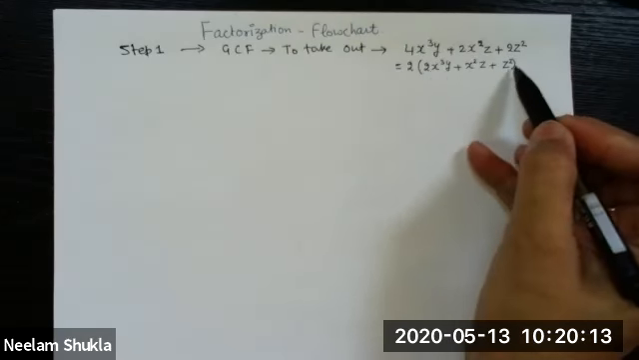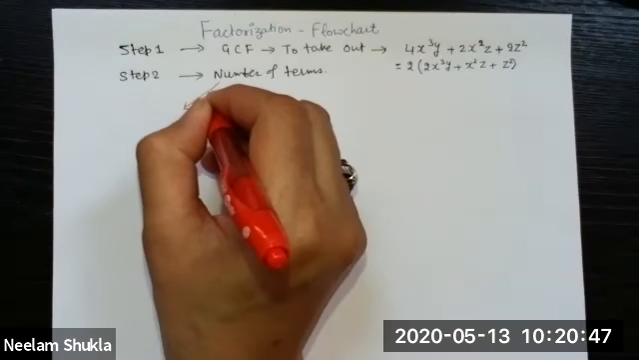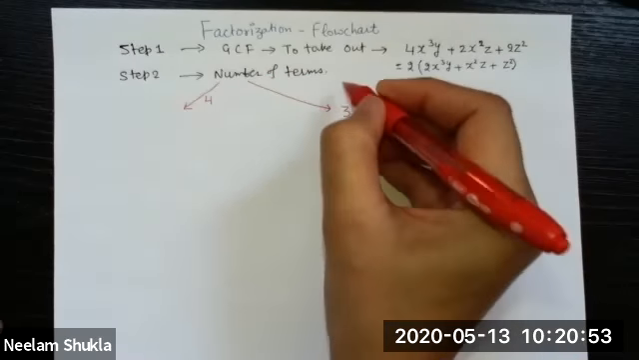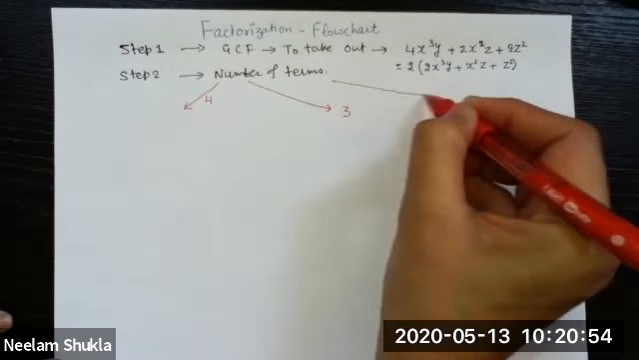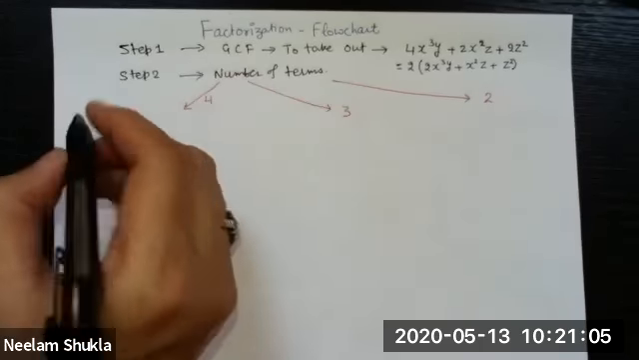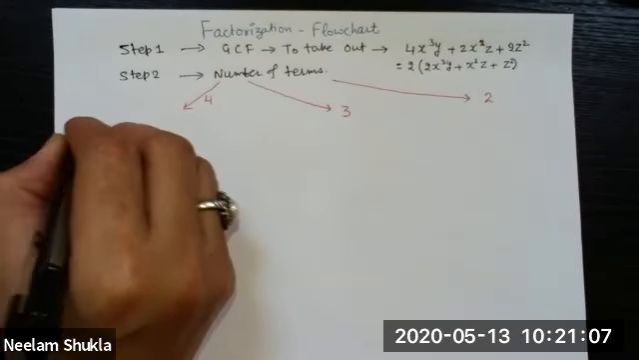Okay. Now, the second step is you look at the number of terms. Here you have three possibilities. You can have 4 terms, 3 terms, or 2 terms. If you have 4 terms, then you can make pairs.